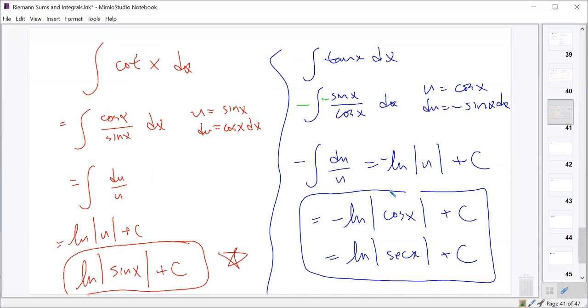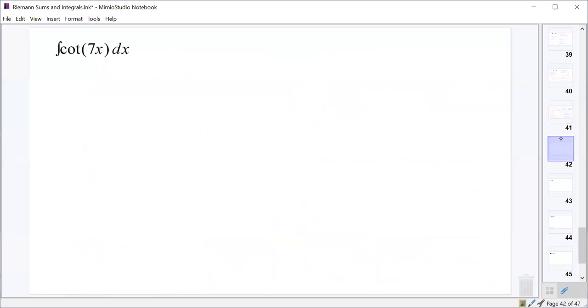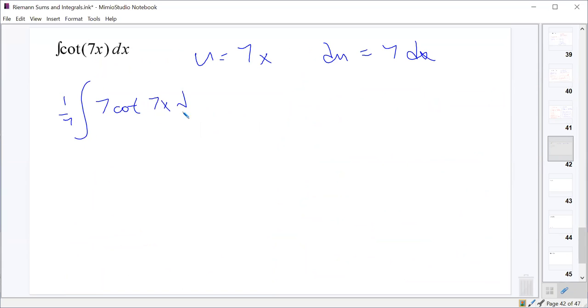Good. All right, so now that we know what the integral of just cotangent is, we should be able to do the integral of cotangent 7x pretty easily. We'll let u equal 7x, and du will be 7 dx. So we'll put a 1/7 outside and a 7 on the inside, and this becomes 1/7 the integral of cotangent u du.